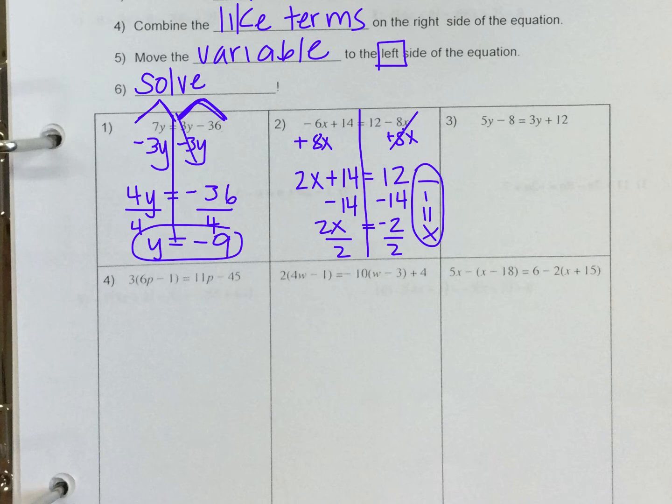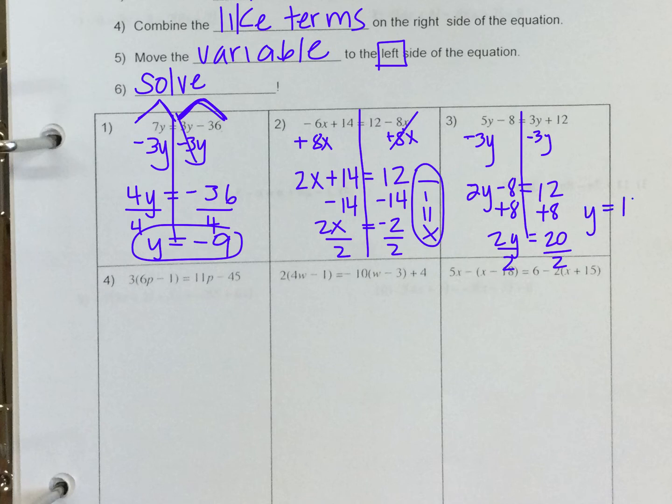All right. Number 3 is very much like what we just did. There's nothing to distribute. There are no like terms to combine. So now it's time to do step 5. Move the variable to the left side. How do I move a positive 3y? I subtract it. So 2y minus 8 equals 12. Now I need to get the 8 and the 12 together because they're both just numbers. So I'm going to add 8. 2y equals 20. I got to divide by 2. Y is 10.